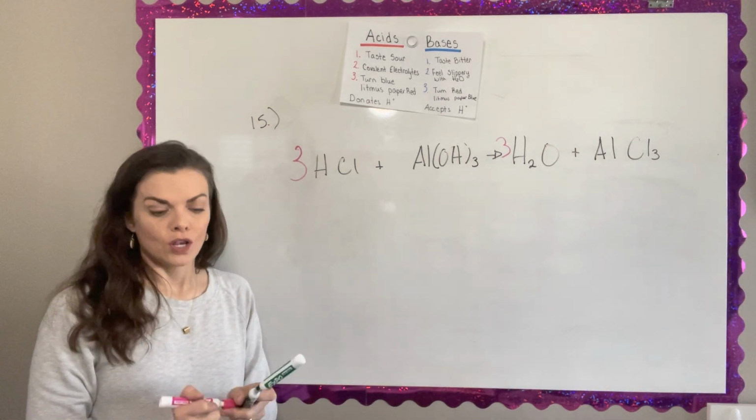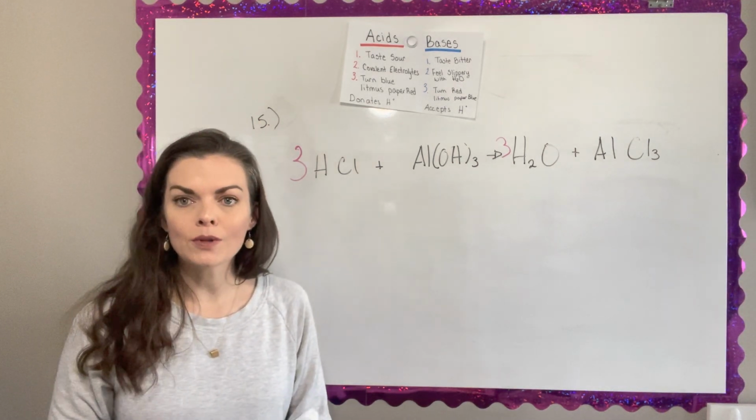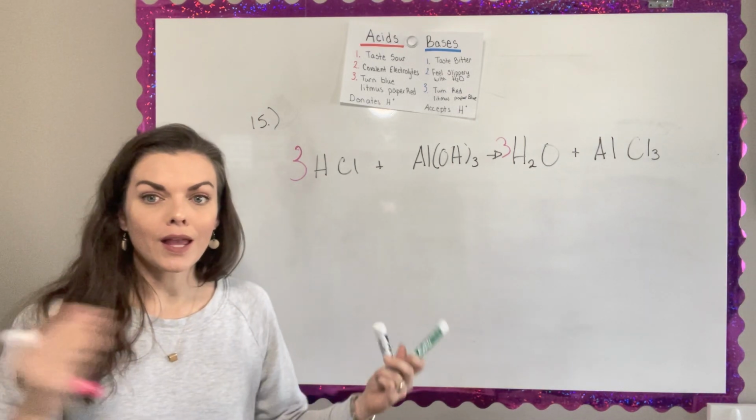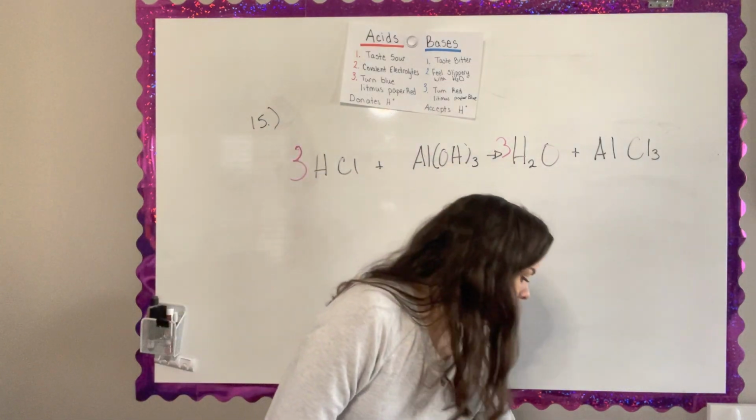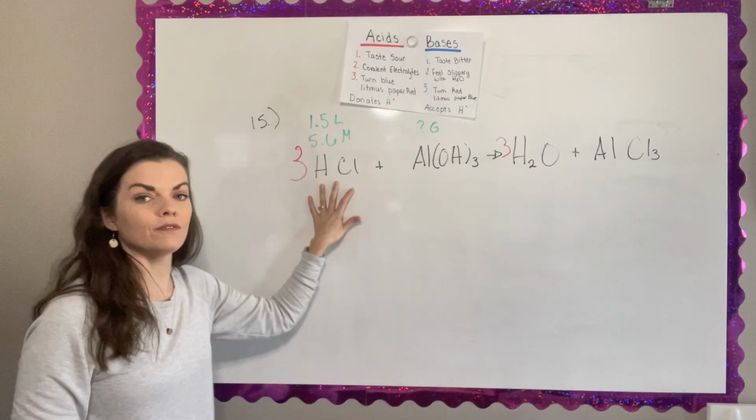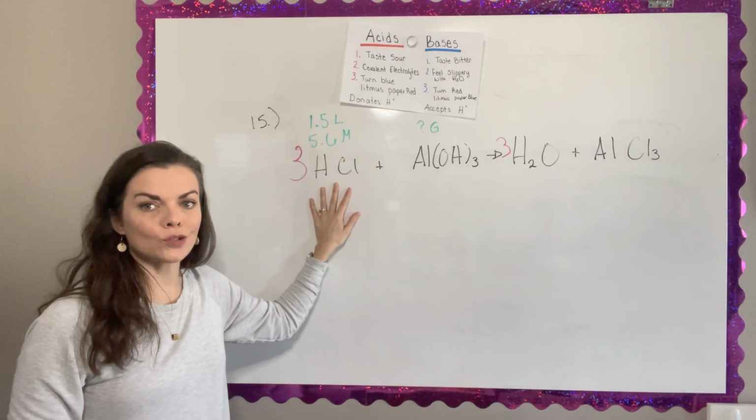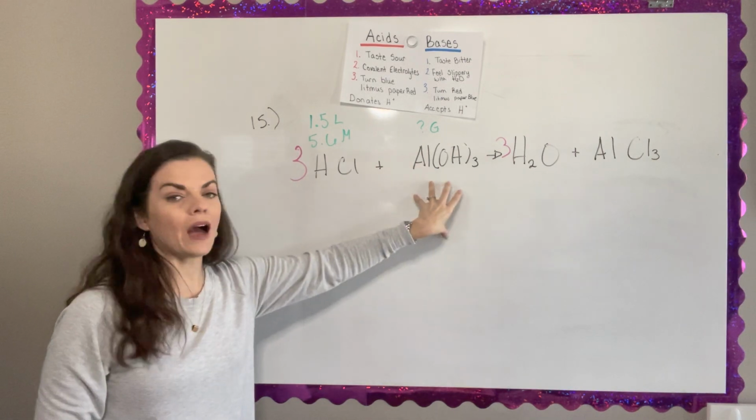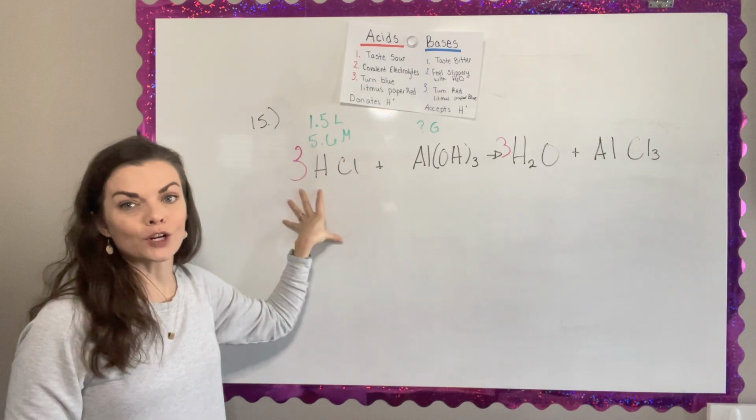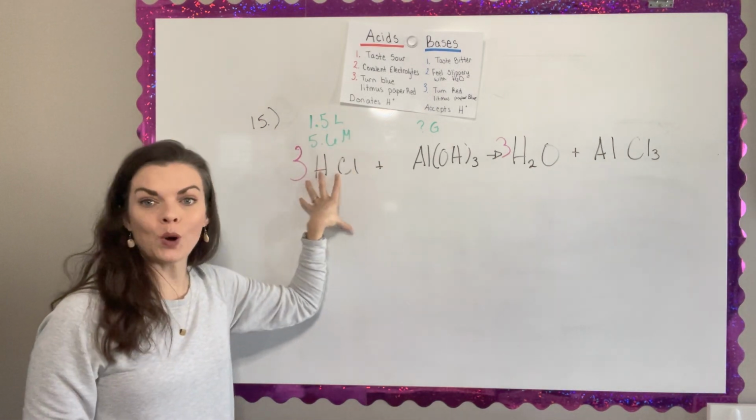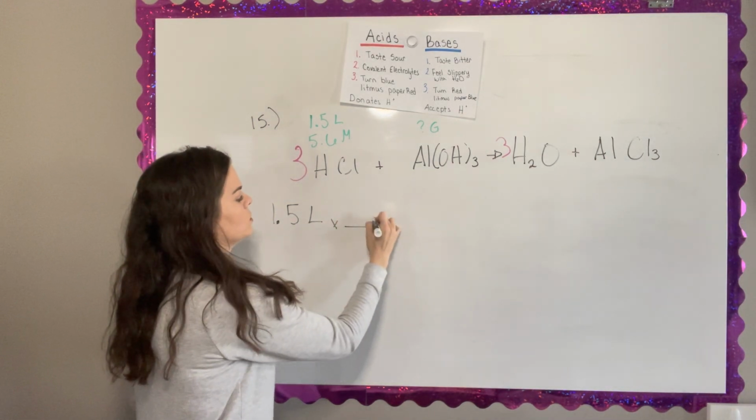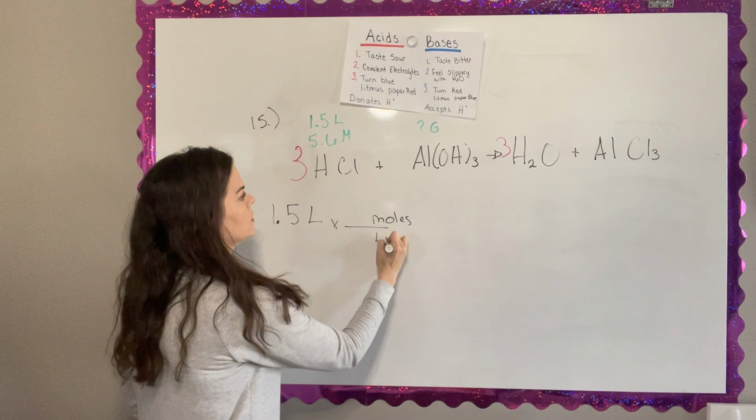So it's balanced out. Now I'm gonna take the information that they give me in the problem, and I am gonna put it above it like I always do, so then we can figure out what we're doing. So they give you a little bit of information on this problem. They tell me I have 1.5 liters of a 5.6 molar solution of HCl, and it wants to know how many grams of aluminum hydroxide I have to produce. Well, the first step I'm gonna do is figure out how many moles of HCl I have. They give you 1.5 and it's already in liters. So I'm gonna use the molarity, which is moles over liters.